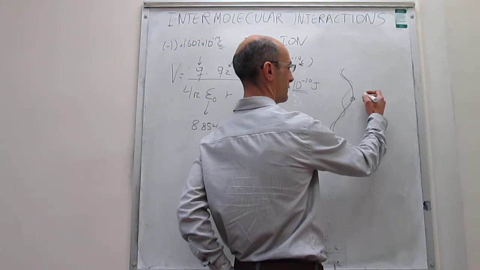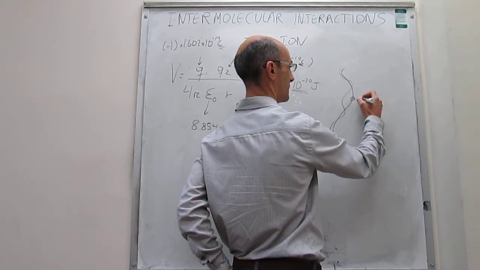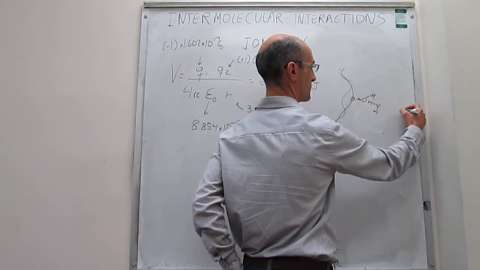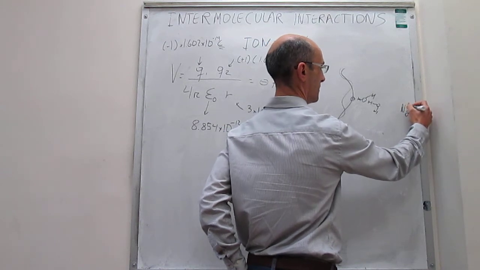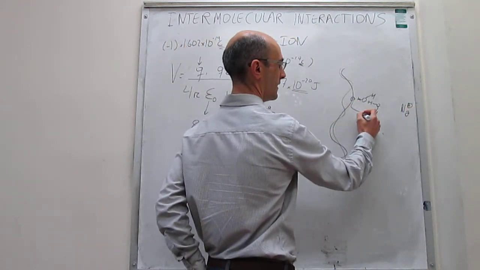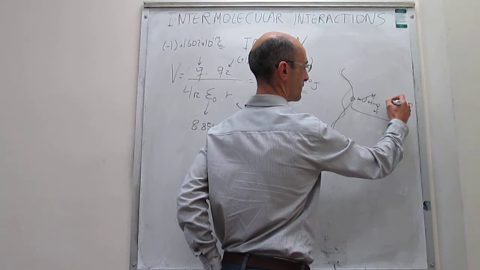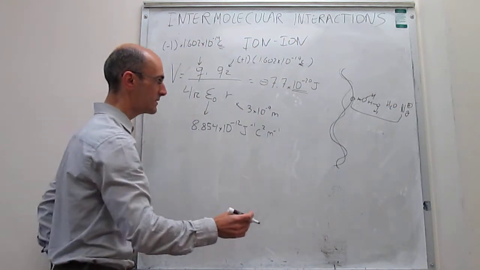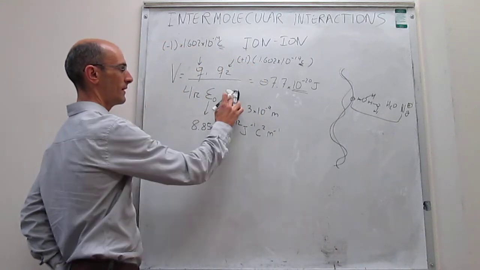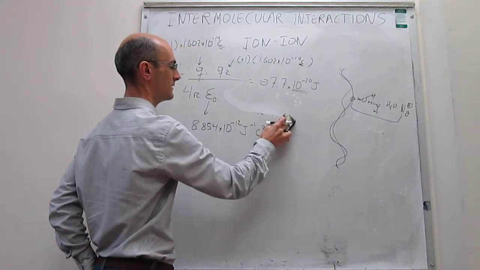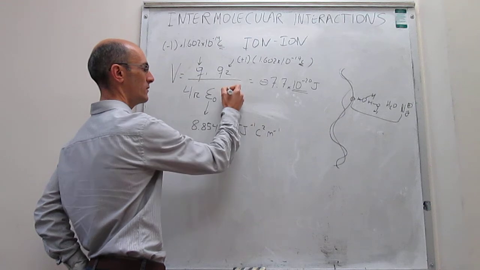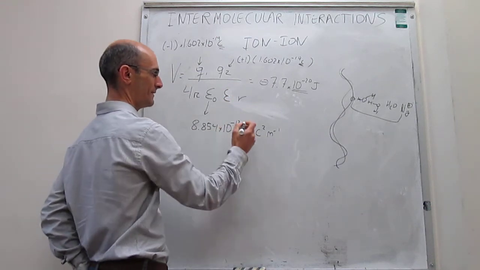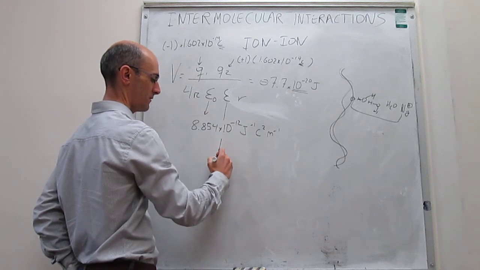Okay, so there might be a water molecule like this, and then another one like that. And eventually you get here the ion. So the question is, how do we modify this expression to accommodate for the fact that you can have water molecules in between the two ions? That is actually simply done by modifying this expression slightly, by introducing a new parameter here that is called epsilon, which is called the dielectric constant of the medium.